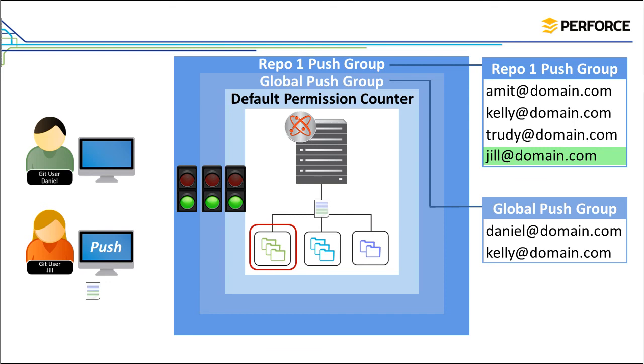As a best practice, you should keep track of all your Git Fusion users, ensuring that users requiring only read access are in a pull group and users requiring write access are in a push group. This concludes the intro to Git Fusion permissions setup.